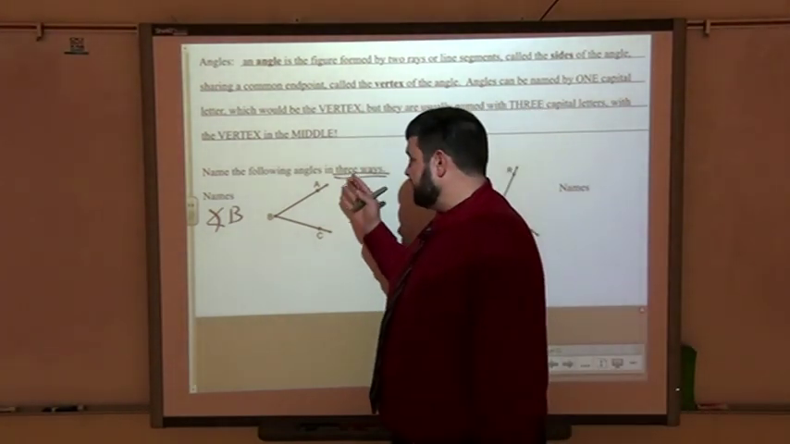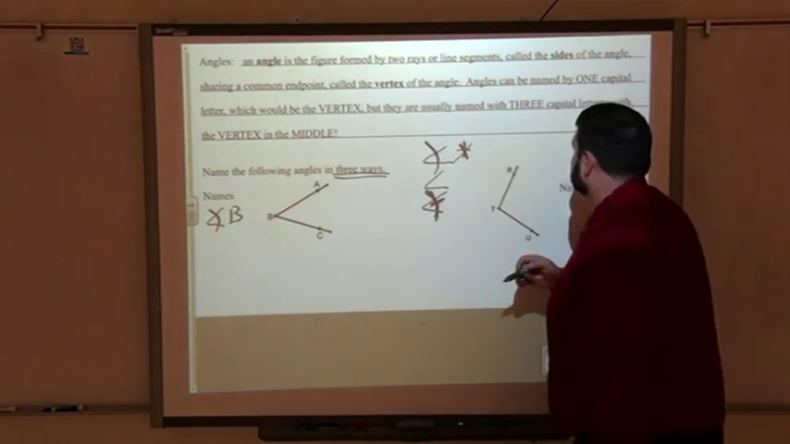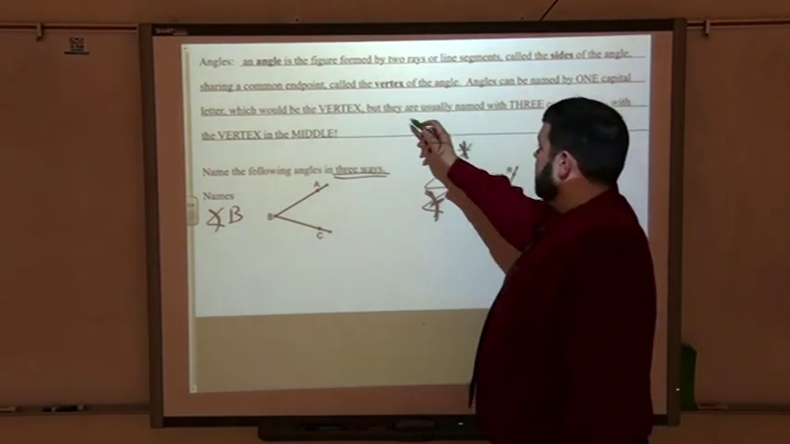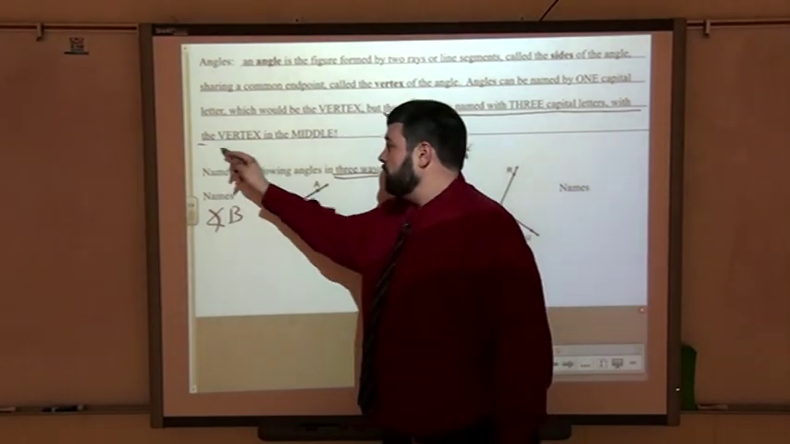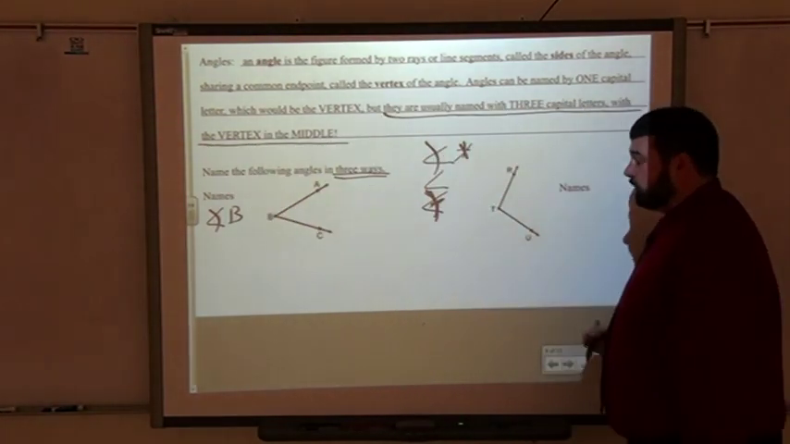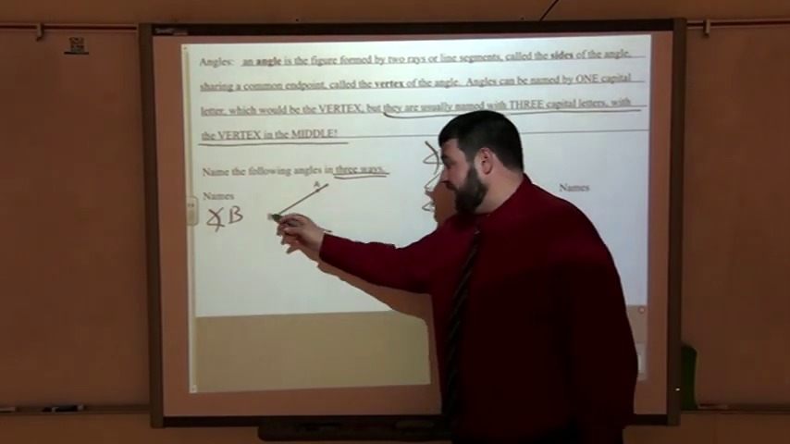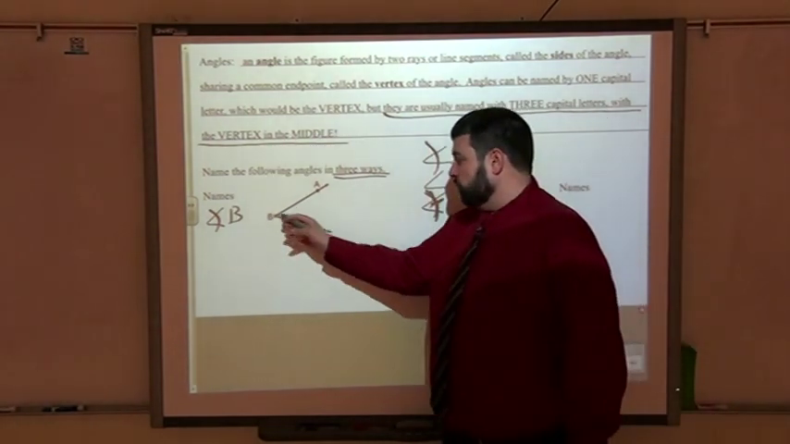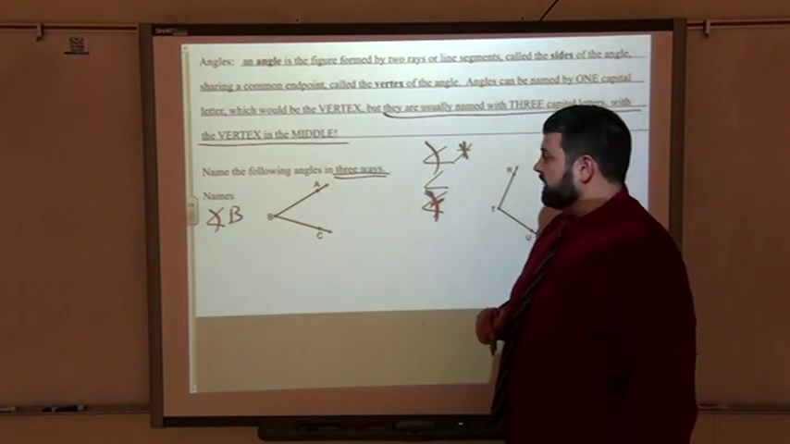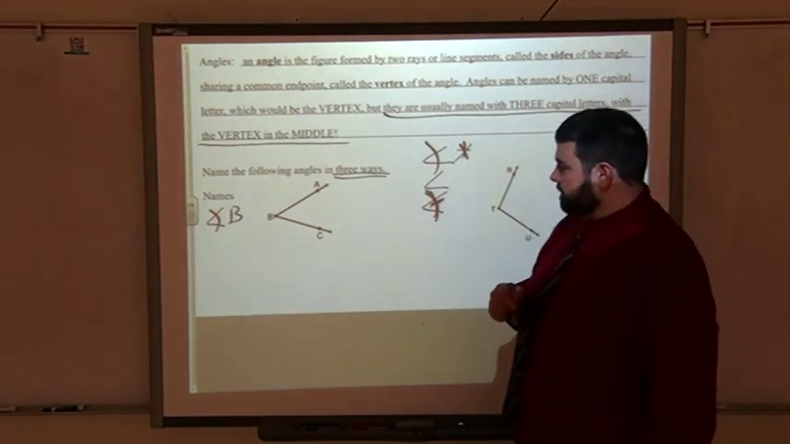But now we also need to name it two more ways. And this is where this is going to come into place. We usually name angles with three capital letters with the vertex in the middle. So the vertex is angle B, or sorry, point B is the vertex, because it's the one in the middle, where those two lines or those two rays meet.